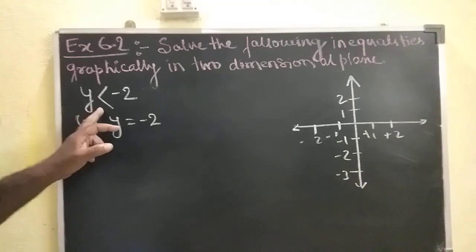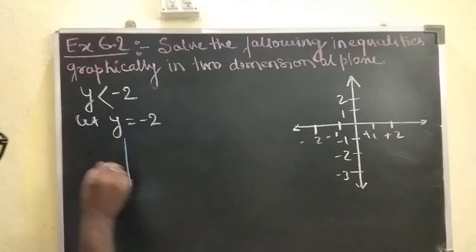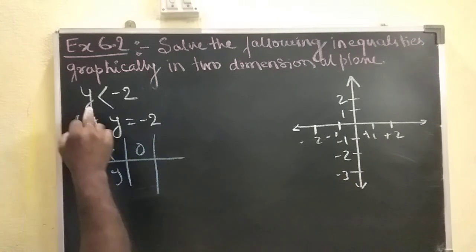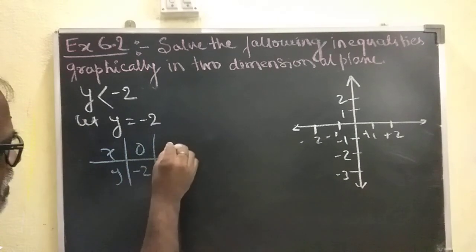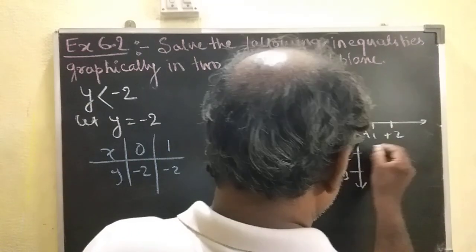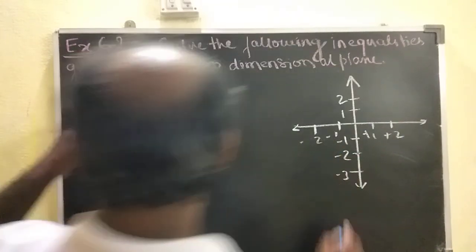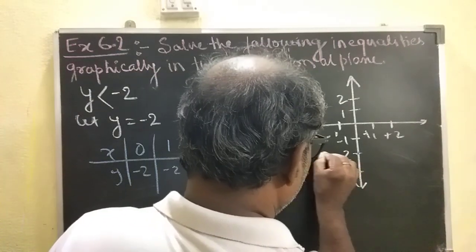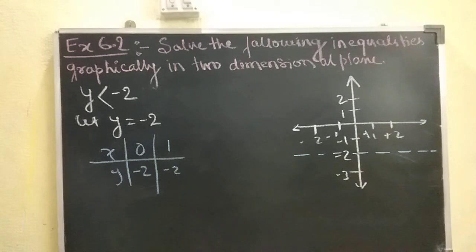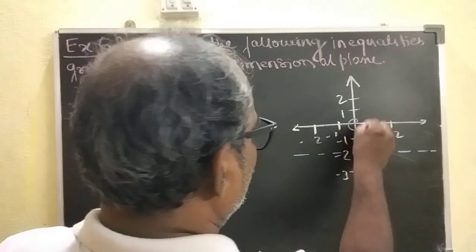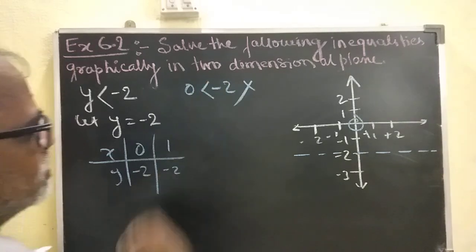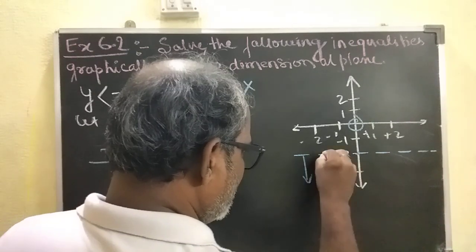Next inequality is y is less than minus 2. So if we write here x, y, if x equals to 0, y equals to minus 2, if x equals to 1, y equals to minus 2. So we can draw the graph as, since it is less than, we have to draw the dotted line. Now regarding the shading portion, what we have to do is put this point in this equation. So we write here 0 is less than minus 2, which is wrong. So our shading should be in this part.